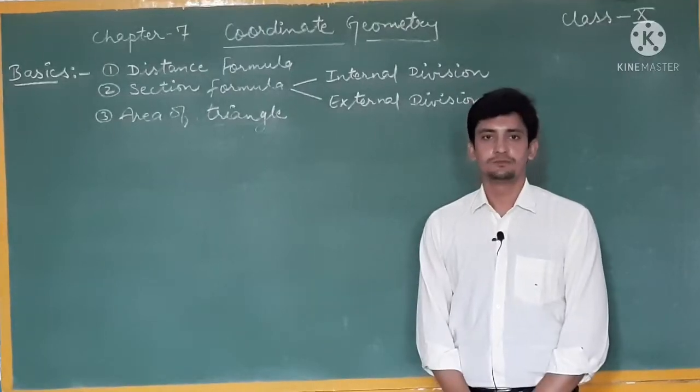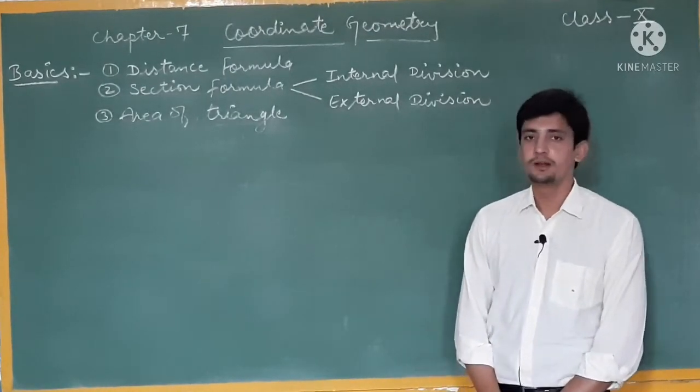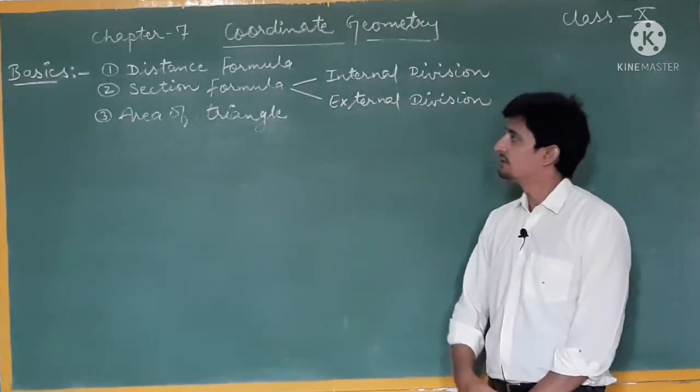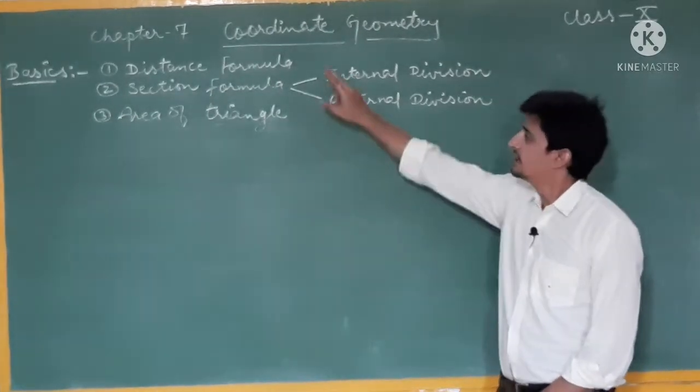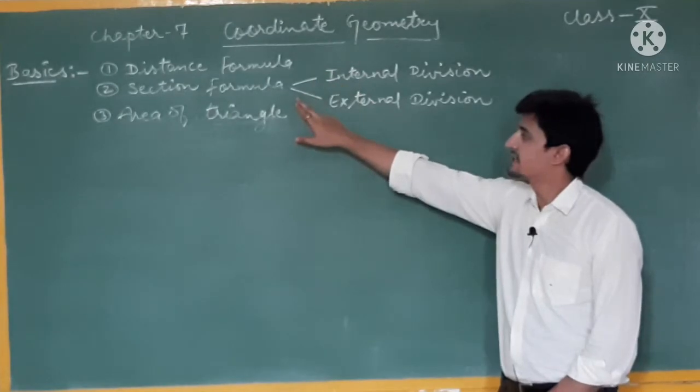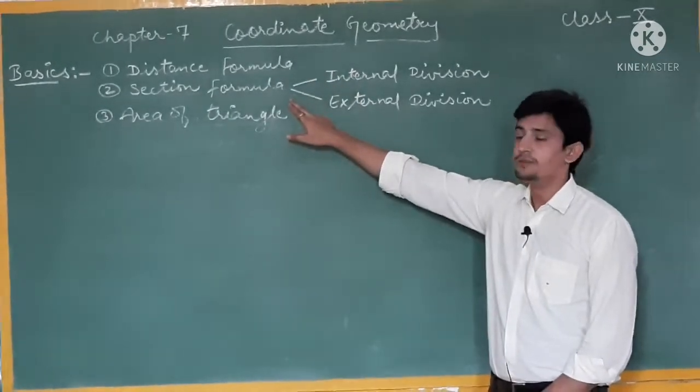Good morning students. Today we will start the next chapter, chapter number 7, coordinate geometry. In this chapter we will discuss three things: distance formula, section formula. In section formula we will discover two parts: internal division and external division. And third we have area of triangle.